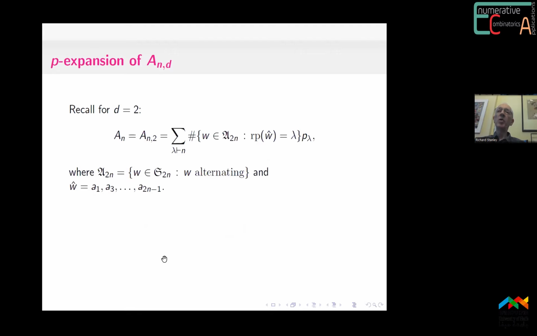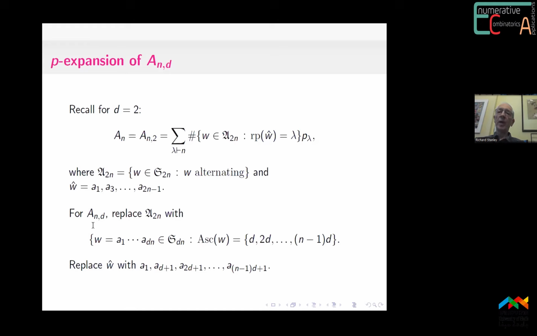What about its power sum symmetric function expansion? It's completely analogous to the case d equals 2. Remember, for d equals 2, the coefficient of p lambda was the number of alternating permutations of length 2n whose record partition of w hat was lambda.